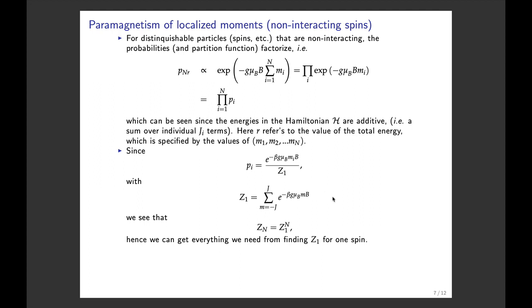Or we can write Z1 as just the sum over m from minus J to J of these exponential Boltzmann factors, we call them. So we have beta g mu B m, which is this value, times the strength of the magnetic field. And of course we see here that Z sub N is Z1 to the Nth power, as we showed before. So we can get everything, and this one is really easy. We get everything by just finding the partition function for one spin, which is this. And that's how it works for non-interacting spins. It's relatively simple.